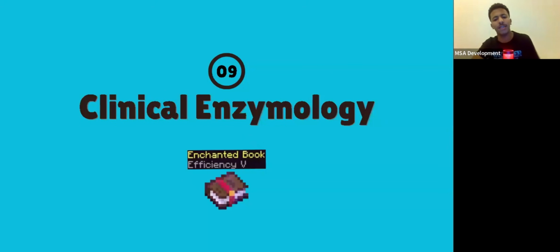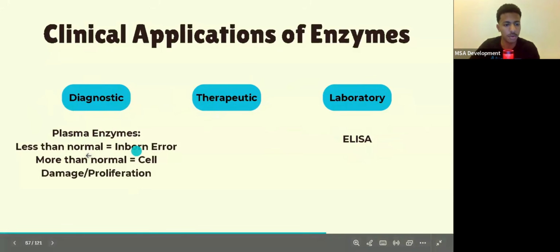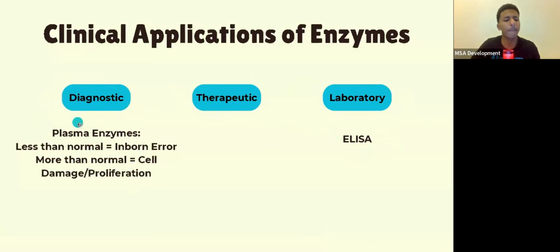Now for the last enzymology lecture, clinical enzymology. We're almost done, guys. So we have 3 different clinical applications of enzymes. The first one is diagnostic, second one is therapeutic, and laboratory. Don't worry about therapeutic. For laboratory, just remember ELISA. And then for diagnostic, we're going to talk a lot about this. The entire lecture is basically about diagnostic applications of enzymes.